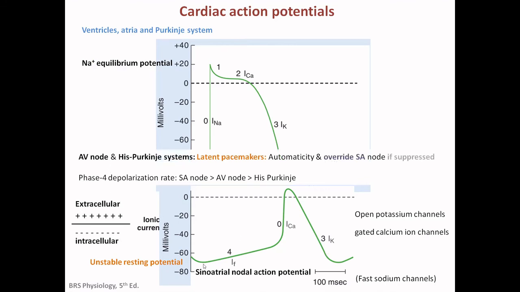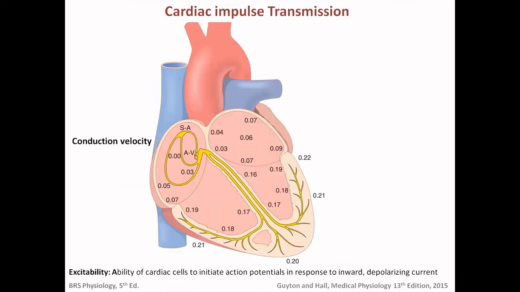The SA node is the pacemaker. The AV node and the Purkinje fibers are the latent pacemakers. They have the property of automaticity. They override the SA node if the SA node is suppressed. So when the SA node is not working, the AV node can take care of the initiation of the ventricular contraction. The phase 4 depolarization that we see here is the highest in the case of the SA node, then the AV node, and it is the lowest in the case of the Purkinje fibers. Okay, then the cardiac impulse transmission, whatever we discussed earlier.